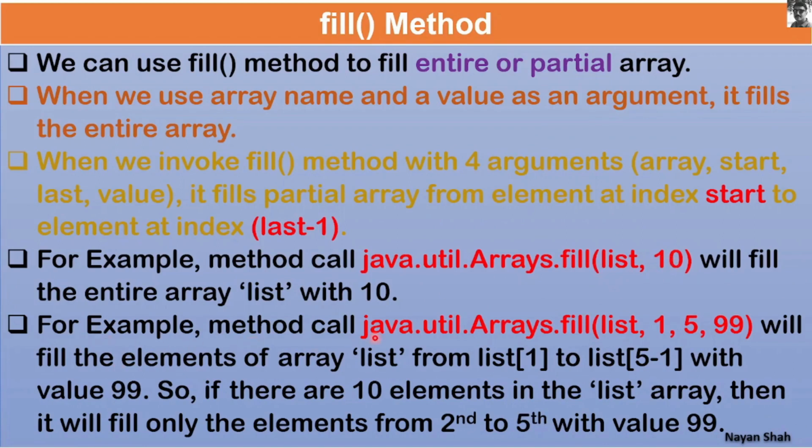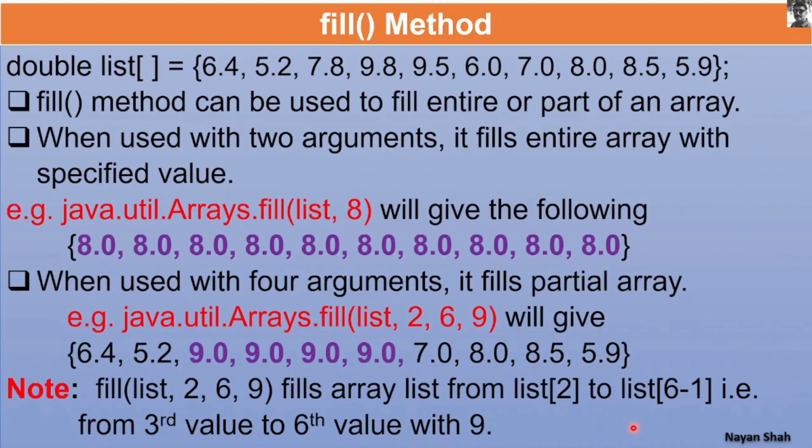But if you say java.util.Arrays.fill(list, 1, 5, 99), this will fill the elements of array list from list[1] to list[5 minus 1] with value 99. So if there are 10 elements in the list array, it will fill only the elements from 2nd to 5th with value 99, because 1 means the second value and 4, that is 5 minus 1, means the 5th value. So the 2nd, 3rd, 4th and 5th, these 4 values will be filled with 99.